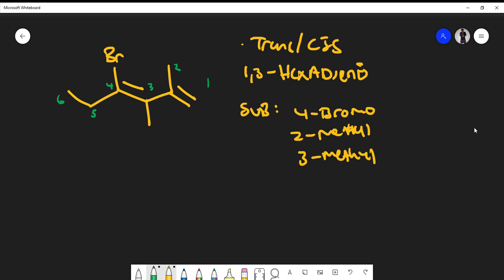Now, in this case, we have a bromine group on the left side and a methyl group on the right side. These groups are opposite each other, so we say that this would be a trans configuration. The two highest groups are opposite each other, and so we say that this would be a trans configuration.